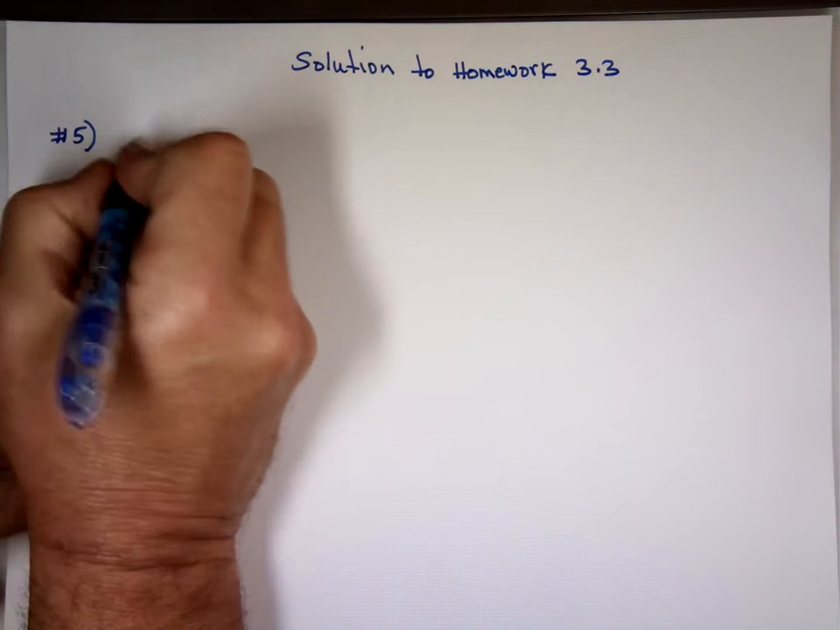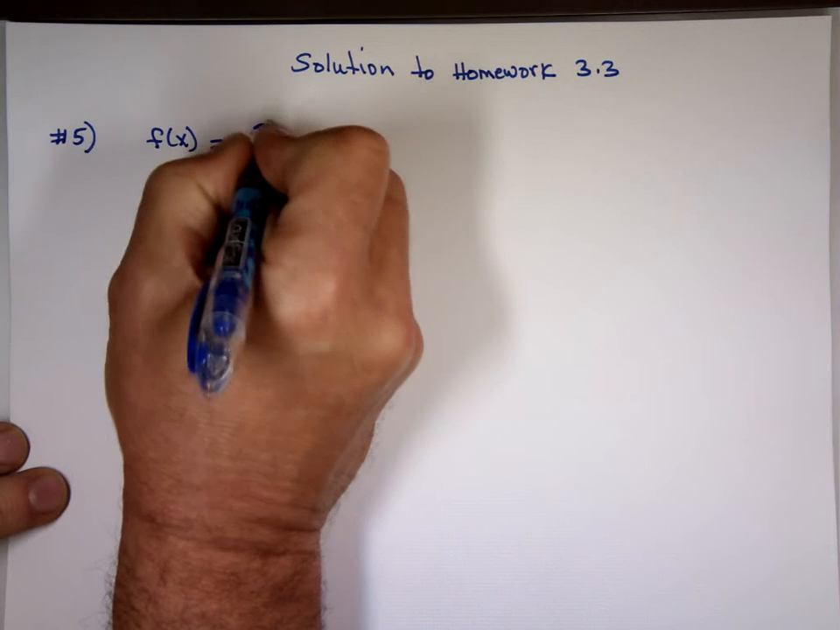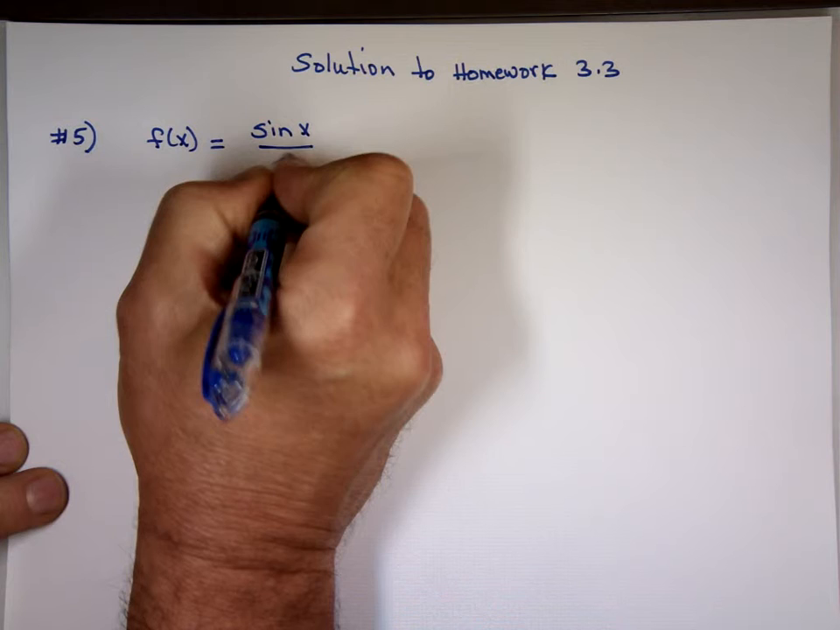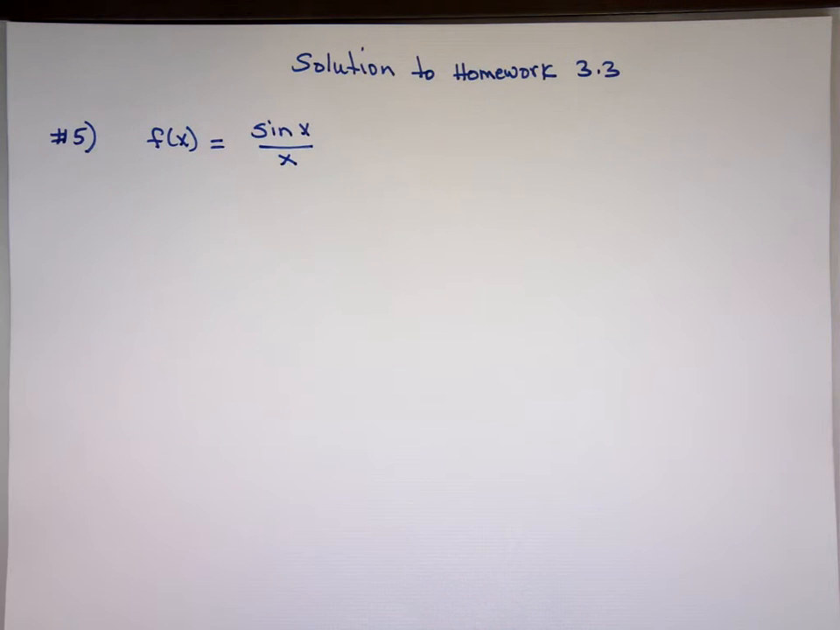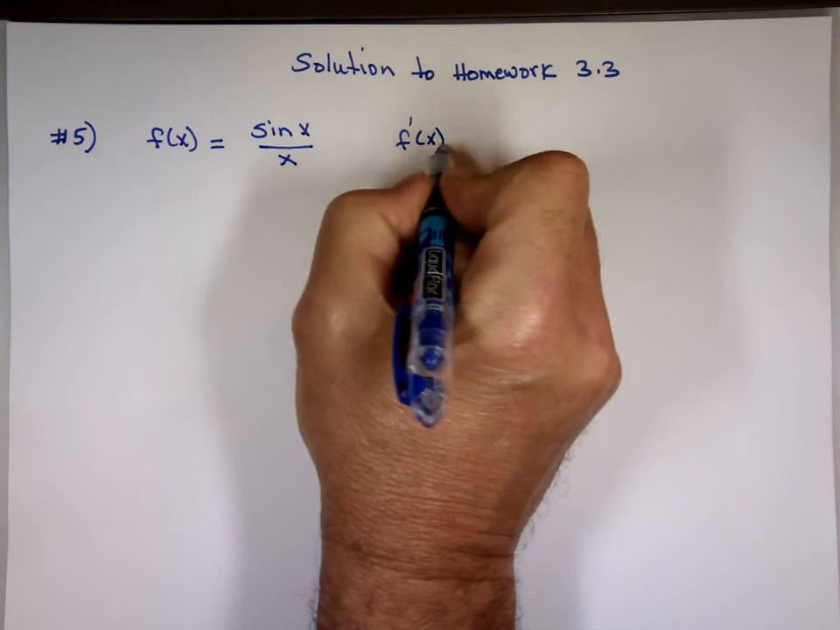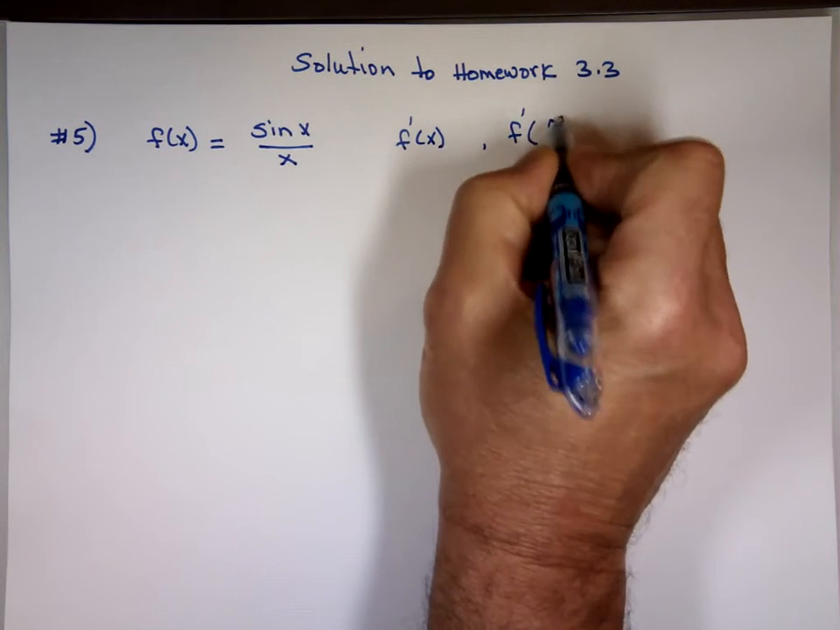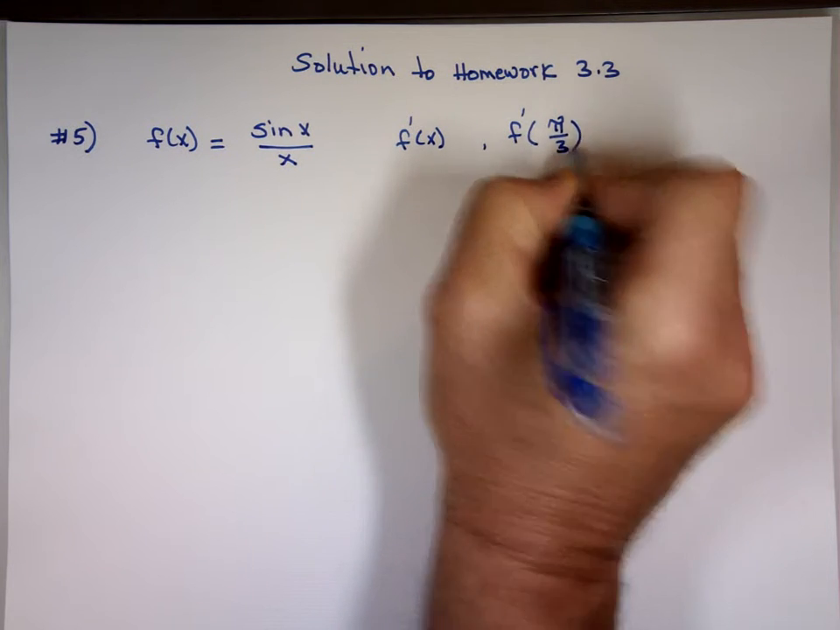Number 5 says f of x equals sine of x over x. And they want to know, find f prime of x, that's the first part, and the second part, find f prime of c, and c happens to be pi over 3.